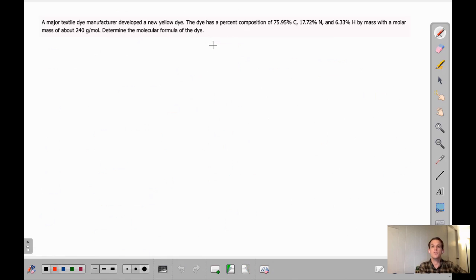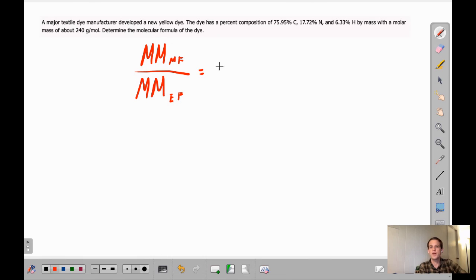In order to find the molecular formula, you need to know information about both the empirical formula and the molar mass. So how do we find the molecular formula from the molar mass? Well, the molar mass of the molecular formula divided by the molar mass of the empirical formula will give us essentially a multiplication factor, a ratio between the two.